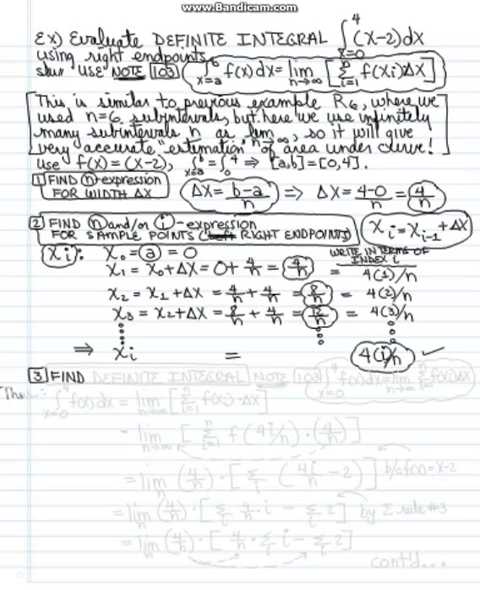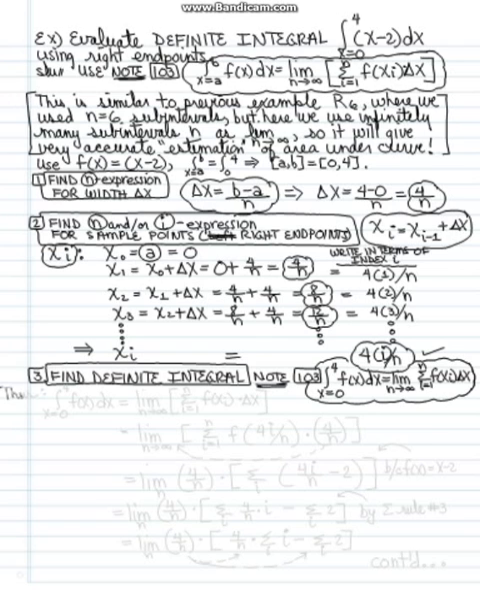Number 3. Find the definite integral. Now we're going to use note number 103. The definition of the definite integral is a limit of the Riemann sum. From note 103, the integral from x equals 0 to 4 of f of x dx is equal to the limit, as n approaches infinity, the number of rectangles, of the sum from i equals 1 to n of f of x sub i times delta x.